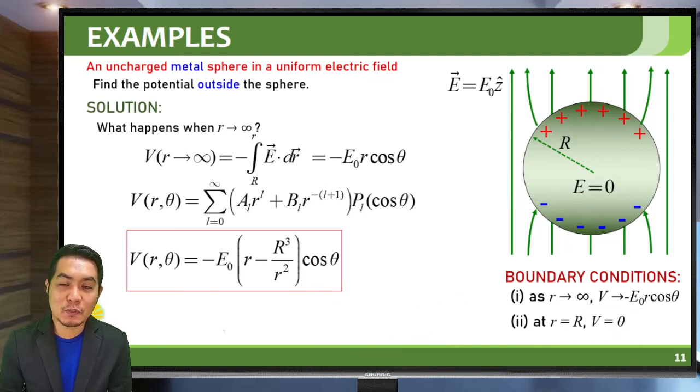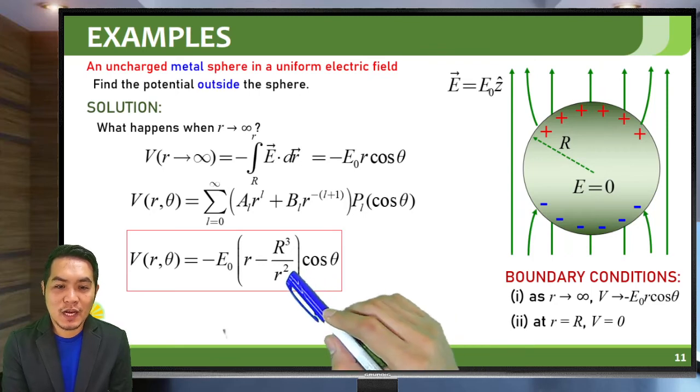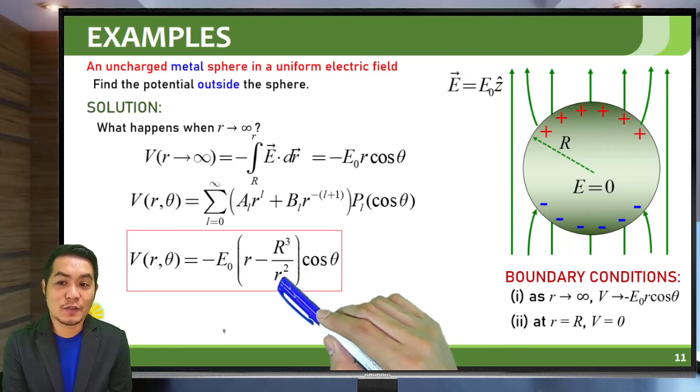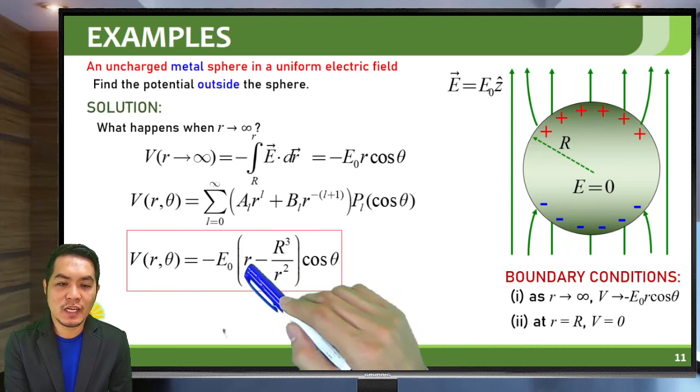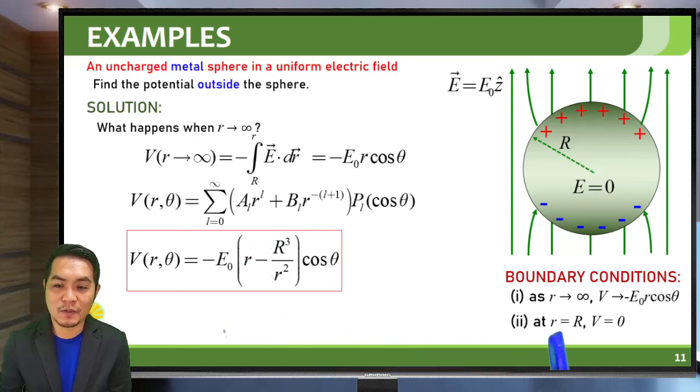And at r equal to capital R, at the surface of the sphere, you have R cubed over R squared. So this is just R, and this is just also R. R minus R is 0, so you have a 0 potential. So the second boundary condition is satisfied.